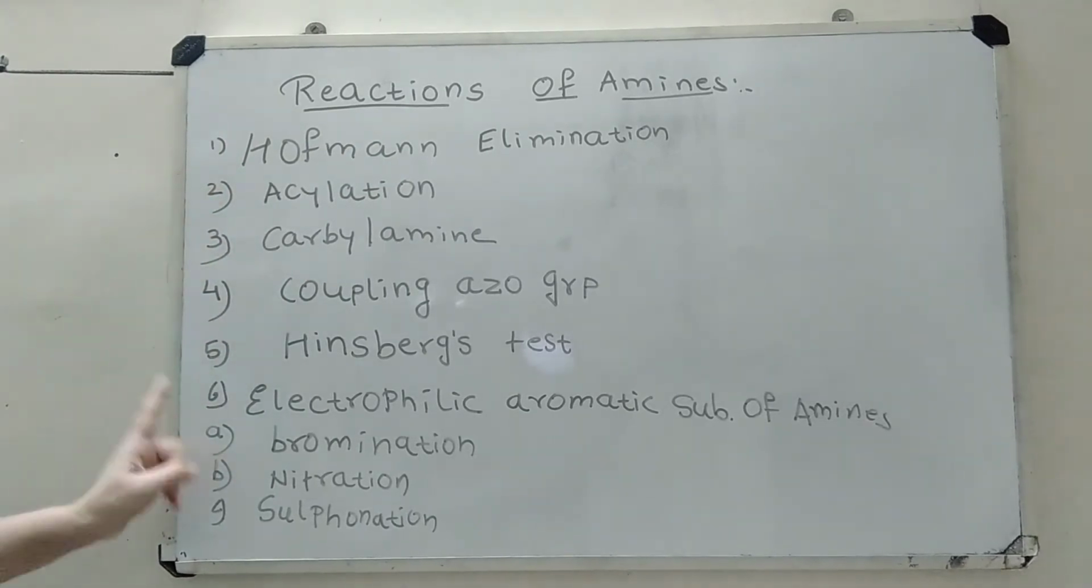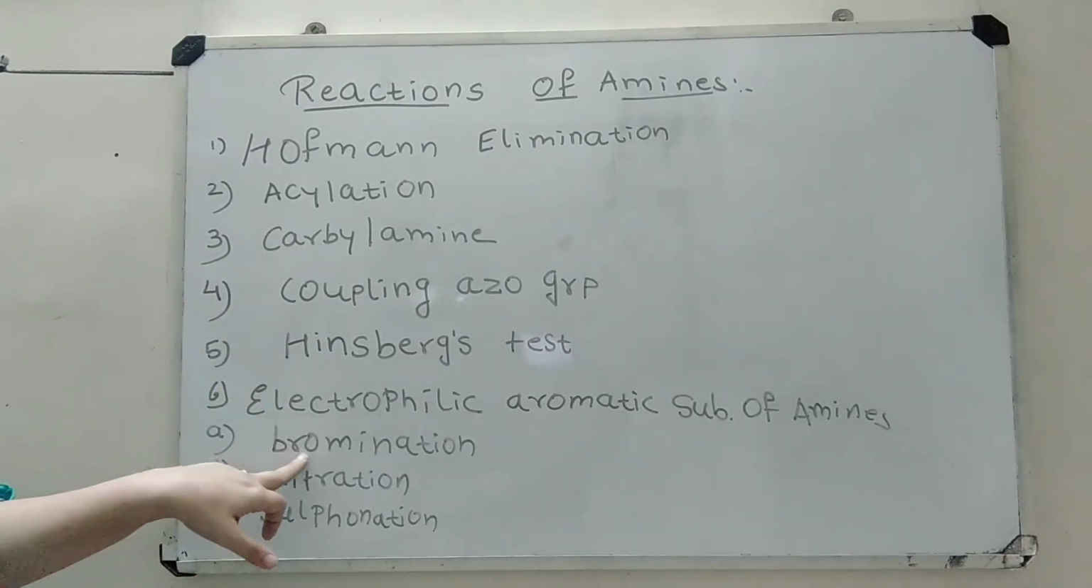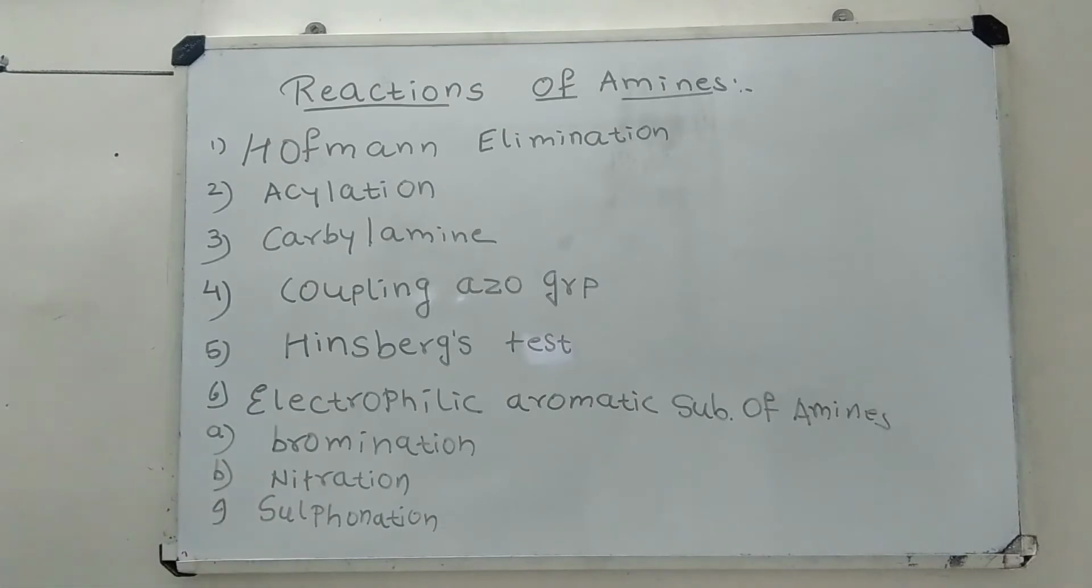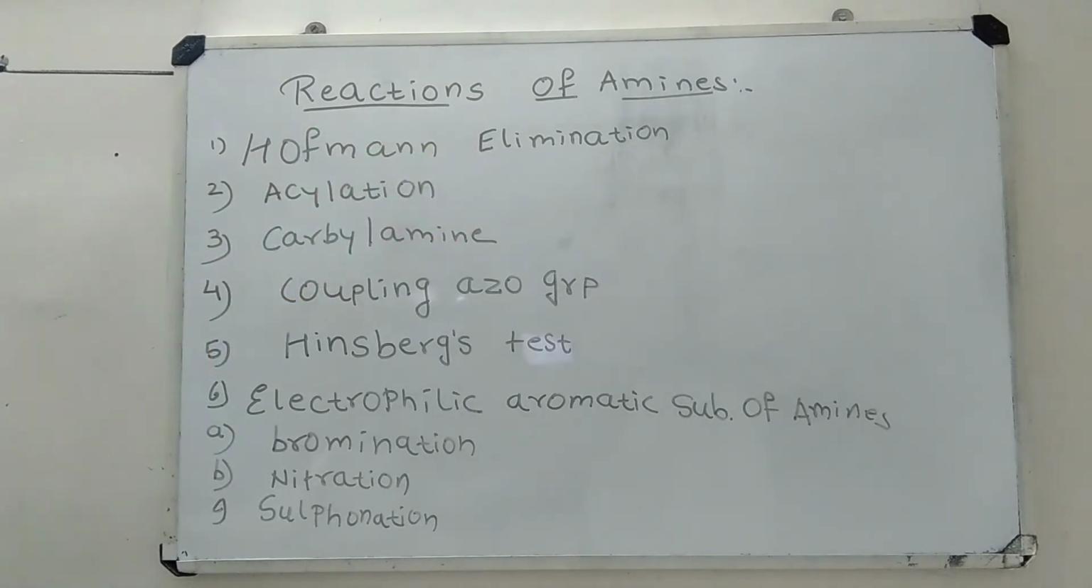reactions, and the sixth one includes three subdivisions: bromination, nitration and sulfonation. We will learn one by one. So first, Hoffman elimination reaction.